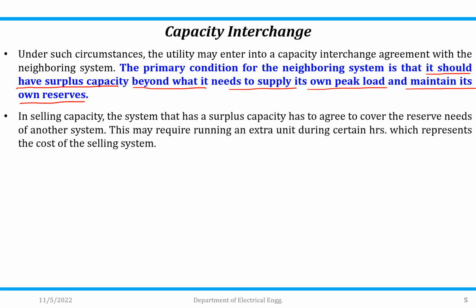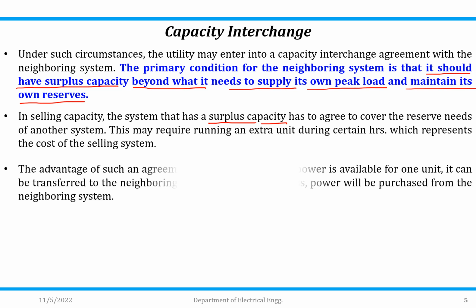In selling capacity, the system that has surplus capacity, please remember this word is important, surplus capacity, has to agree to cover the reserve needs of the other system. This may require running an extra unit during certain hours, which represents a cost to the selling system.